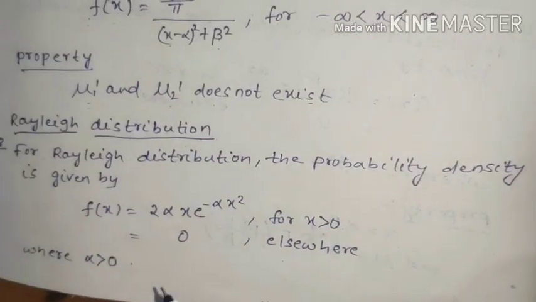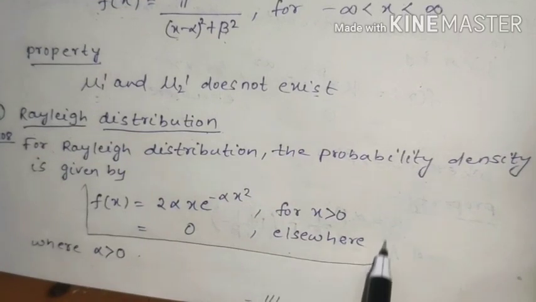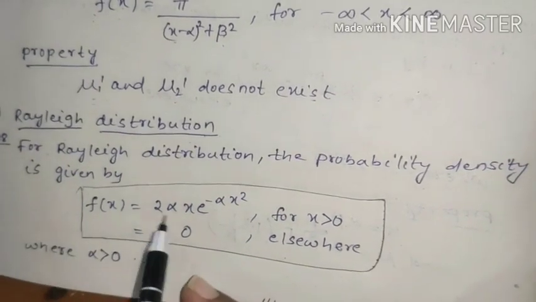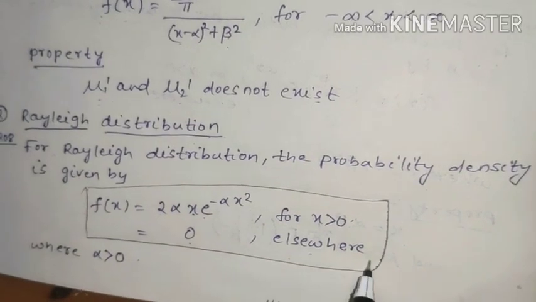Rayleigh distribution, f of x is equal to this formula. Very important formula, you have to remember: f of x equals 2 alpha x into e to the minus alpha x square, x greater than 0 and 0 elsewhere. Alpha greater than 0.